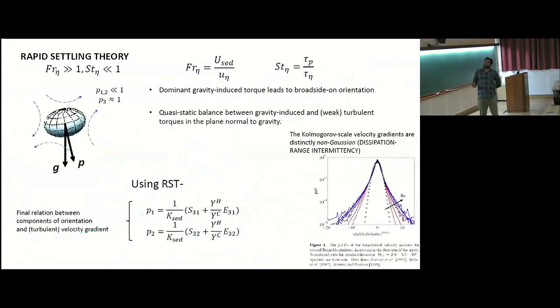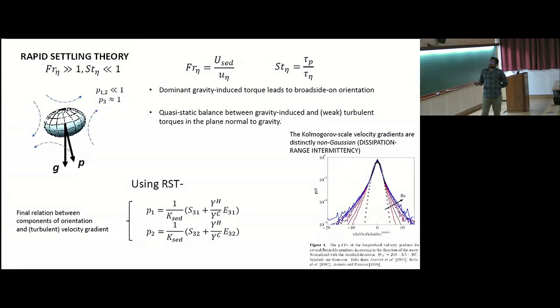In conjunction with the numerical simulations that we have done, we also develop a rapid settling theory in the limit of high Froude and low Stokes numbers. In this limit, there is a dominant gravity-induced torque. The particles are expected to have a broadside-on orientation, and there's a quasi-static balance between the gravity-induced torque and the turbulence torque in the plane normal to gravity, like this plane.